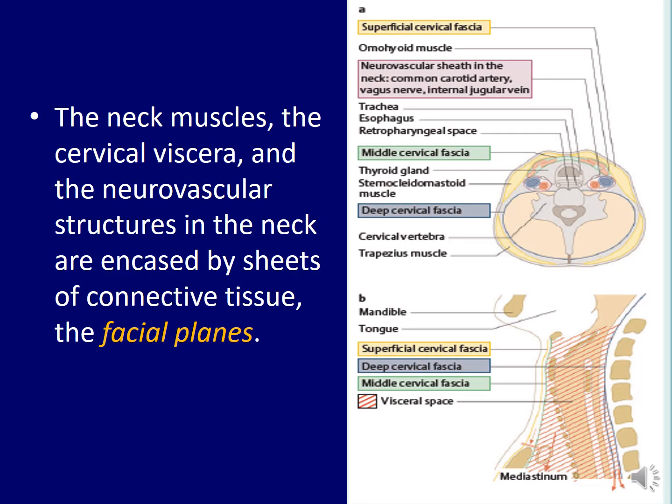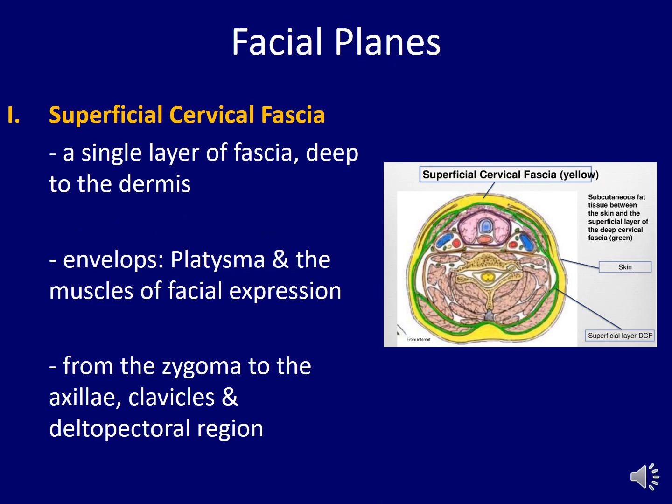The neck muscles, the cervical viscera, and the neurovascular structures in the neck are encased by sheaths of connective tissue called facial planes. Facial planes are divided into two: the superficial cervical fascia and the deep cervical fascia. The superficial cervical fascia is a single layer of fascia deep to the dermis. It envelopes the platysma and the muscles of facial expression. It spans from the zygoma to the axilla, clavicles, and deltopectoral regions.